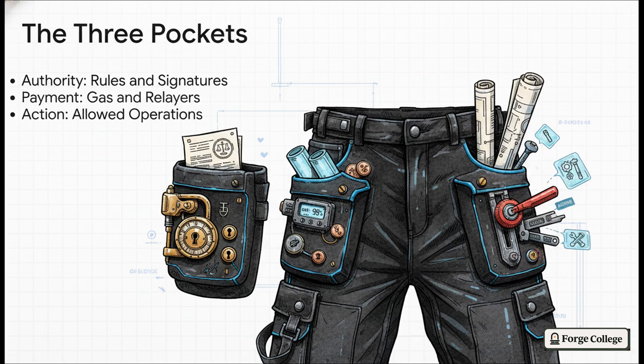Then, the payment pocket holds your gas strategy. Maybe you don't even pay with your own ETH. What if a sponsor pays it? Or what if you pay in a stablecoin? Finally, the action pocket dictates the allowed on-chain calls, complete with safety rails and spending limits.